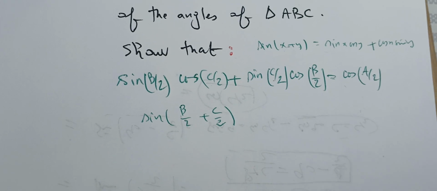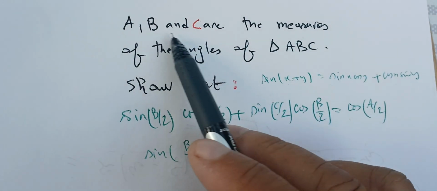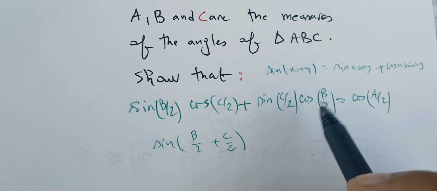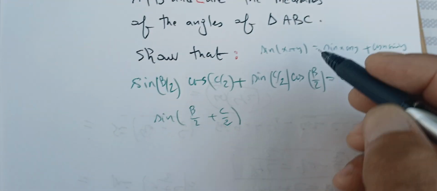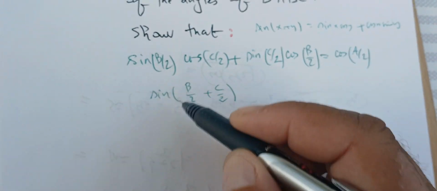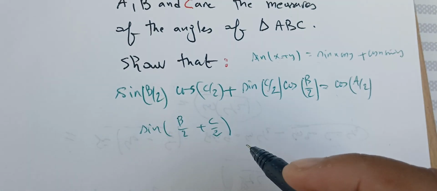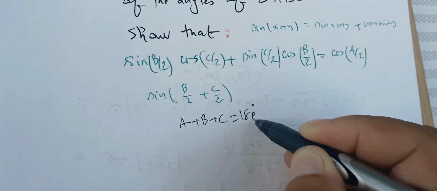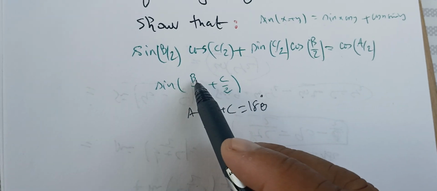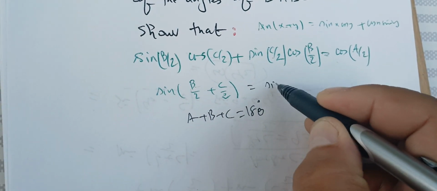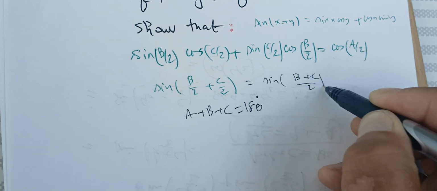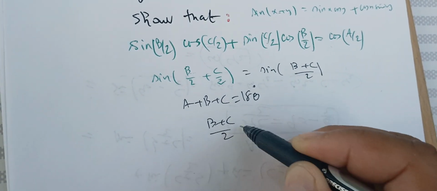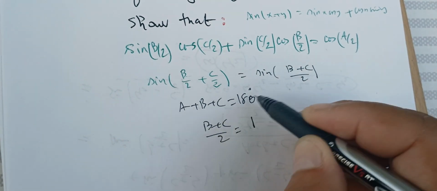And we remember one thing now, that A, B, and C are the measures of the angles of the triangle ABC. What does that mean? It means that A plus B plus C is 180 degrees. Now we can write this one as sine of B plus C over 2, and we can get b plus c over 2 from here.